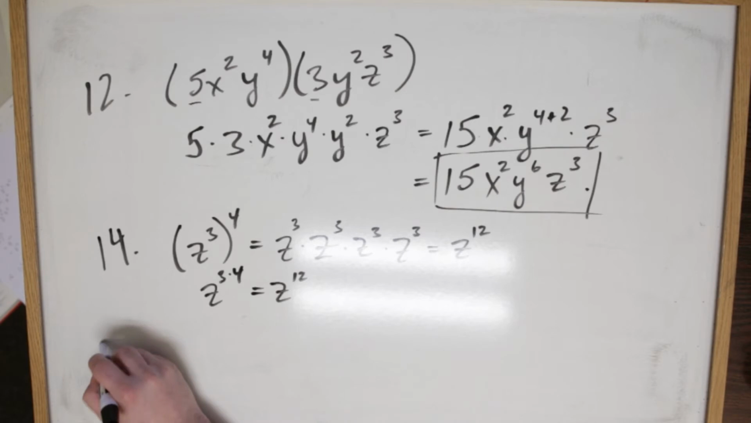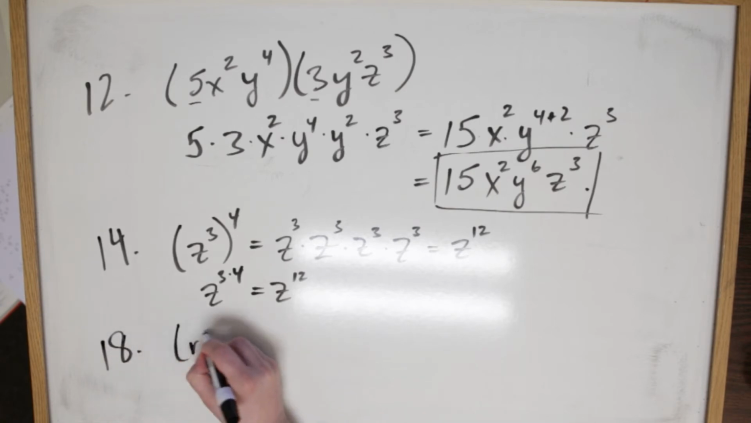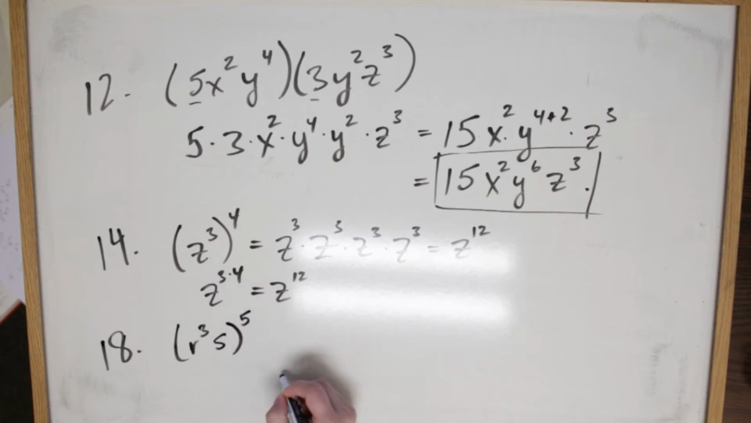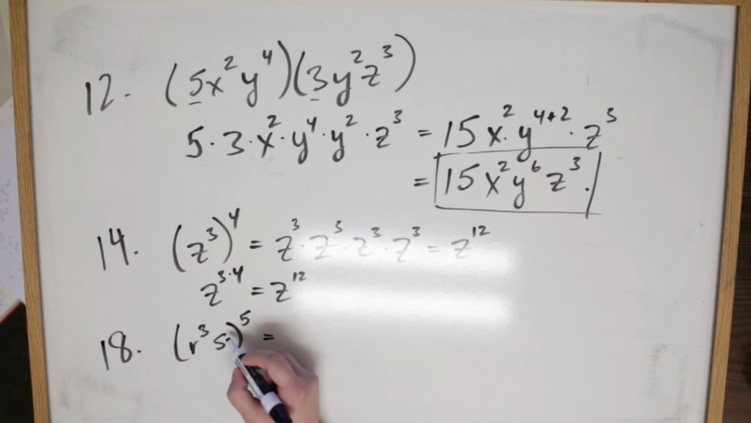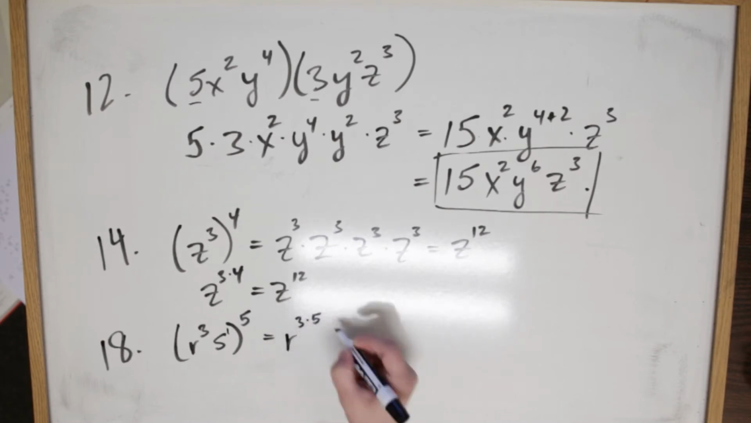All right, so let's do question 18. We've got r to the 3rd times s, all raised to the 5th power. Since we've got two different bases that have exponents, if you have an s here, you can think of it as s to the first. Remember from the rule, this is going to be r to the 3 times 5 times s to the 1 times 5.